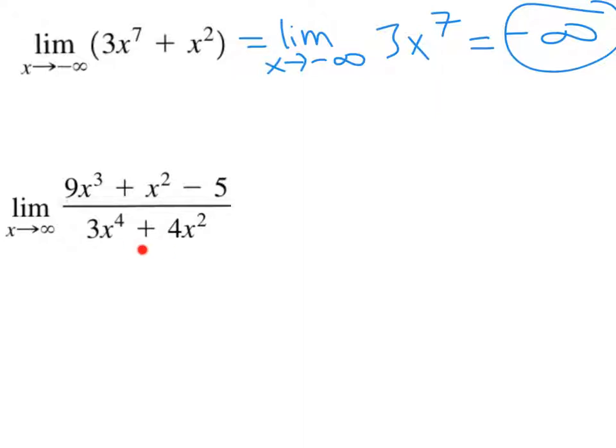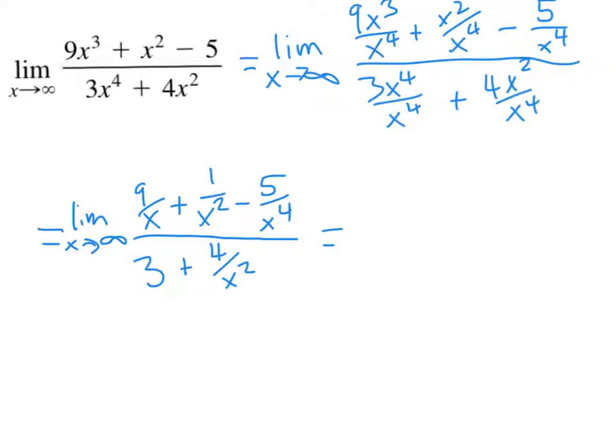So in our case, our denominator is this, and our highest power of x is x to the 4th. So we're going to take every single term here and divide it by x to the 4th. If you do that, you get this, everything over x to the 4th. And now you can do some canceling. X cubed over x to the 4th gives you 9 over x. This reduces to 1 over x squared. This stays the same. These x's cancel, so you just get 3 here. And this reduces to 4 over x squared.